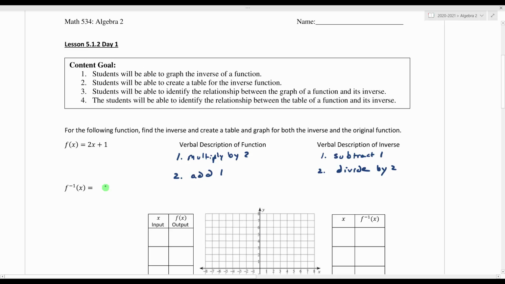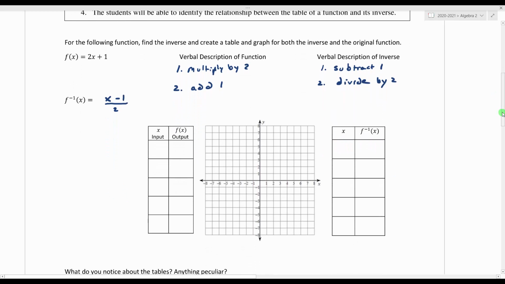So I'm going to come over here and write my equation. I'm going to put my x in there, and the first thing I need to do is subtract 1, so I'm going to say x minus 1. And then it wants me to divide by 2, so I'm going to say x minus 1 over 2. There is my inverse. So now I have the original function and I have the inverse. That's what we practiced over the last 2 days. Now we're going to take it a little bit further and build a table for the original function, and then we're also going to build a table for the inverse function.